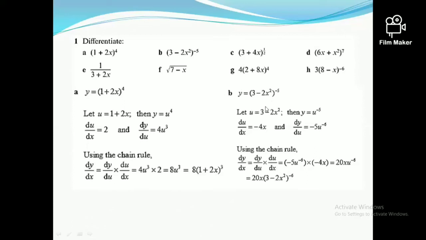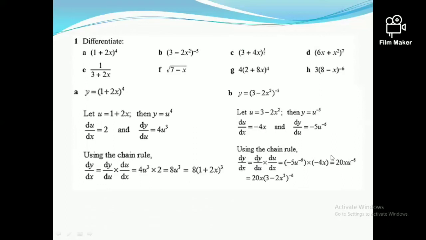Initially, we will take 3 minus 2x squared as u. If this is u, du by dx becomes, if you differentiate it, minus 4x. Then if I substitute u over here, y is u to the power minus 5. If you differentiate it, you get dy by du equals minus 5u to the power minus 6. From the chain rule, dy by dx equals dy by du into du by dx. That is minus 5u to the power minus 6 into du by dx, which is minus 4x. Then this is 20x u to the power minus 6.